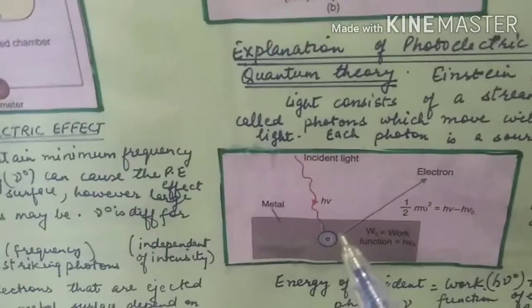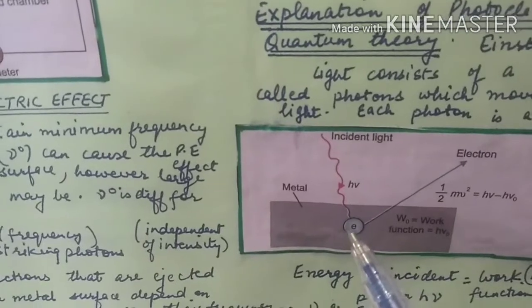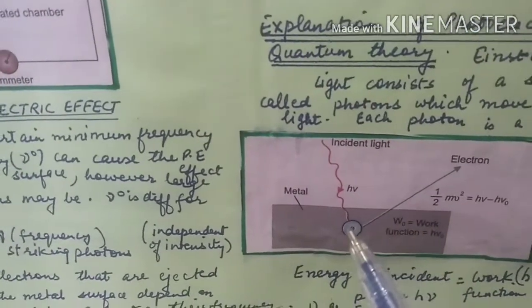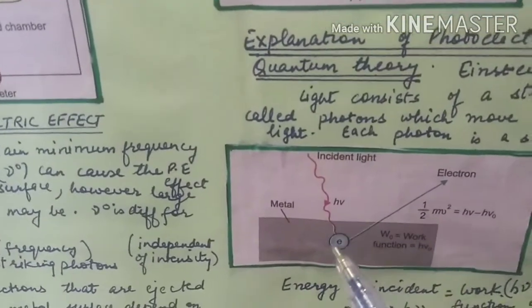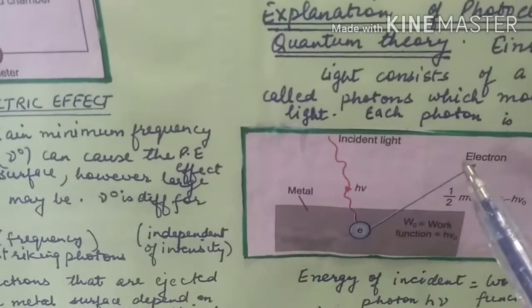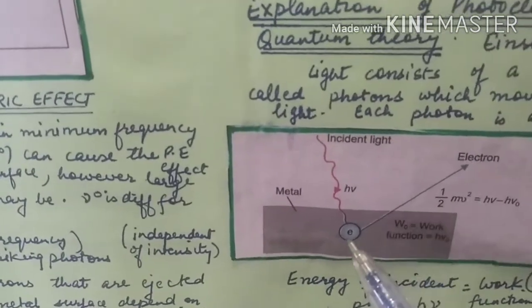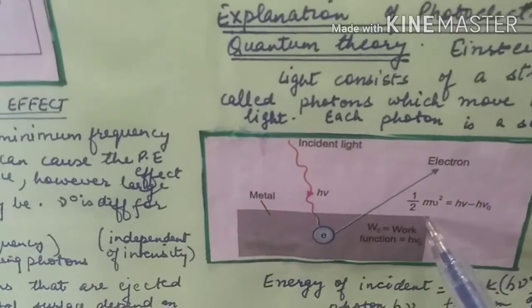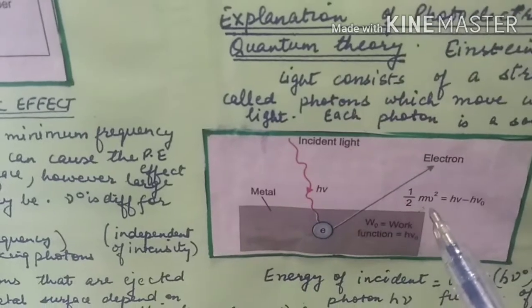Now, the explanation of the photoelectric effect. The electron is bound to the nucleus of the atom, and some energy is needed to break this binding energy so that the electron can be freed. Once this much energy is given, the electron is ejected. If the energy given is greater than this, then the electron will not only be ejected, but the extra energy will come in the form of kinetic energy given by half mv square.